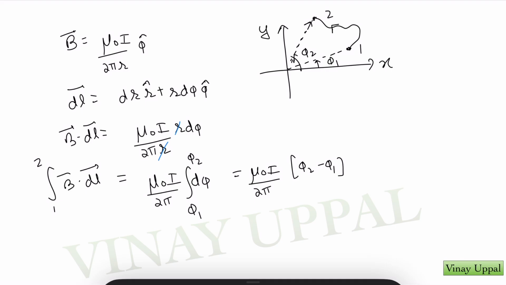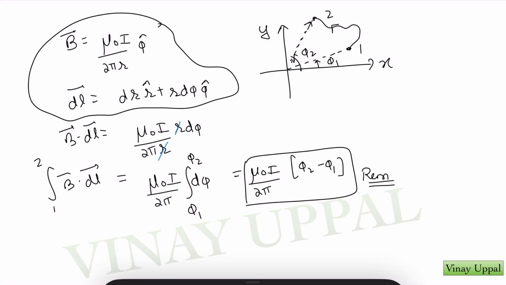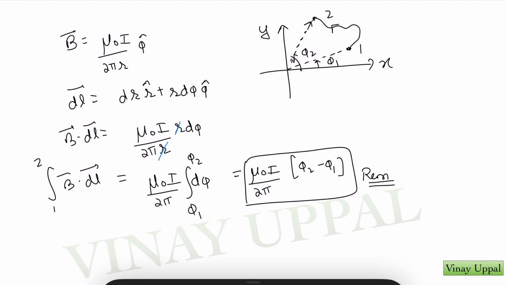Alright, so this is the integral of B dot dl. So if they ask you any line integral from any point to any point, you should be able to see that you can just use this formula directly. If you want, you can remember it, or if you can remember the expressions for the magnetic field and the dl vector in terms of polar coordinates, then you can arrive at this expression very quickly even in the exam. Alright.